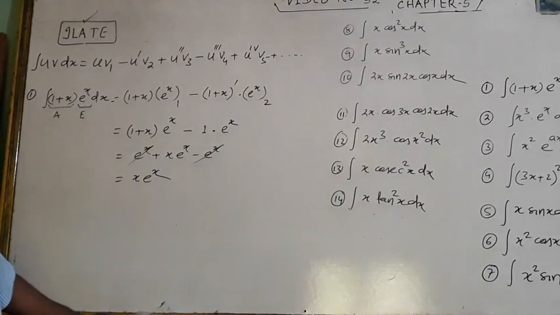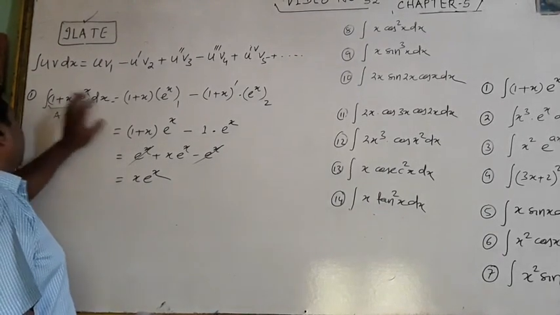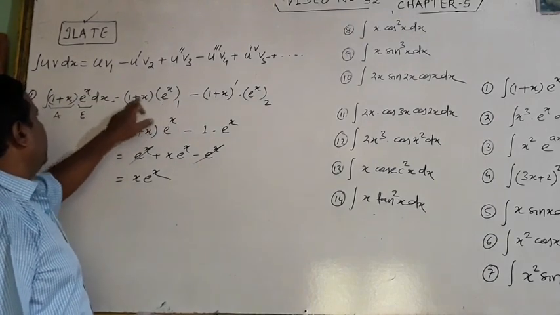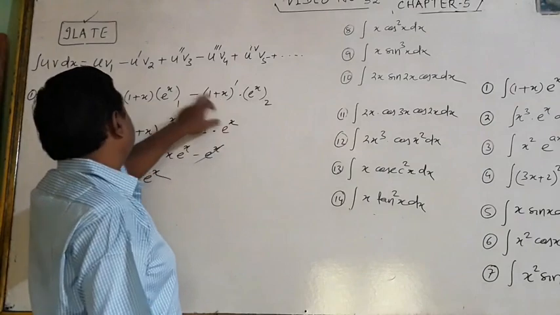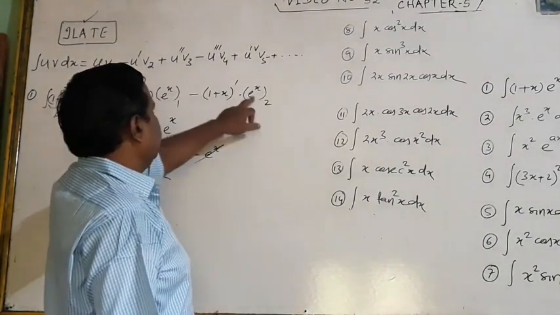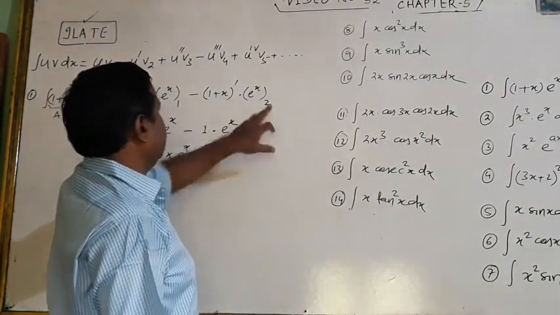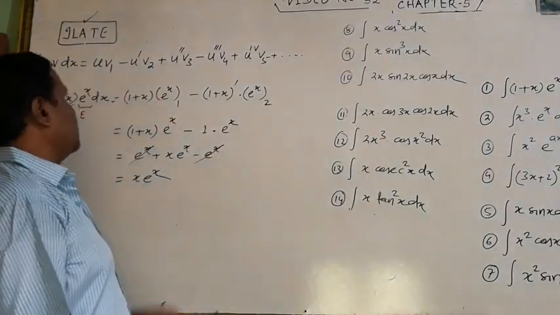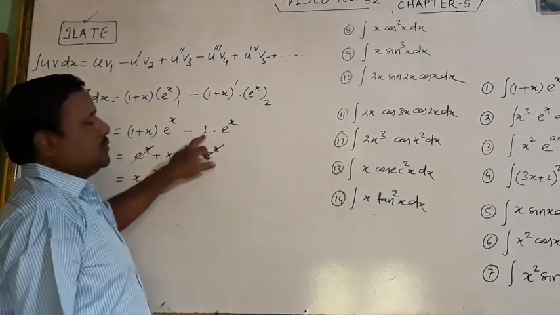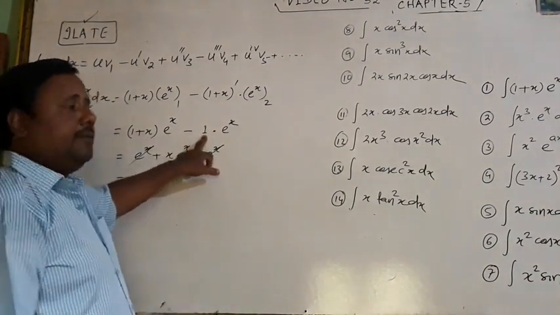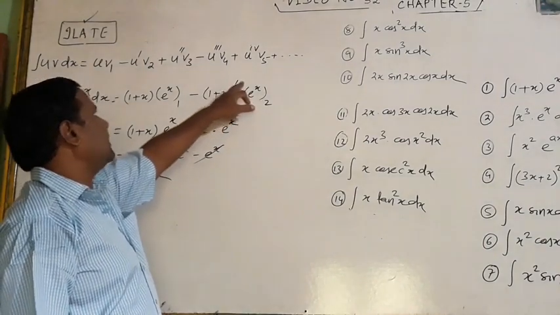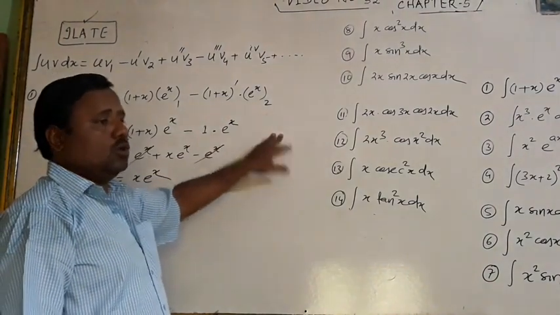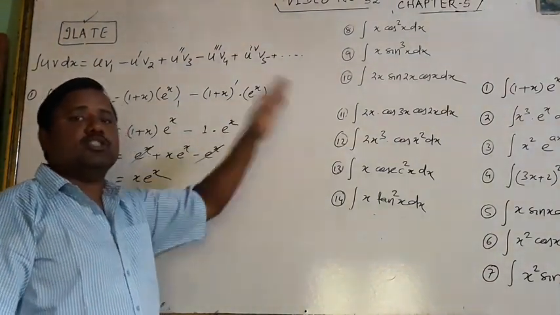Repeatedly I am telling this again. You first take 1 plus x, then integrate using the formula u v1 minus u dash v2. That means the derivative of 1 plus x, and e to the power x integrated again. Then you will ask, sir, why is it not continuing? Because the derivative of 1 plus x is 1. If you take another derivative, the second derivative of 1 plus x is 0. So afterwards it becomes 0.